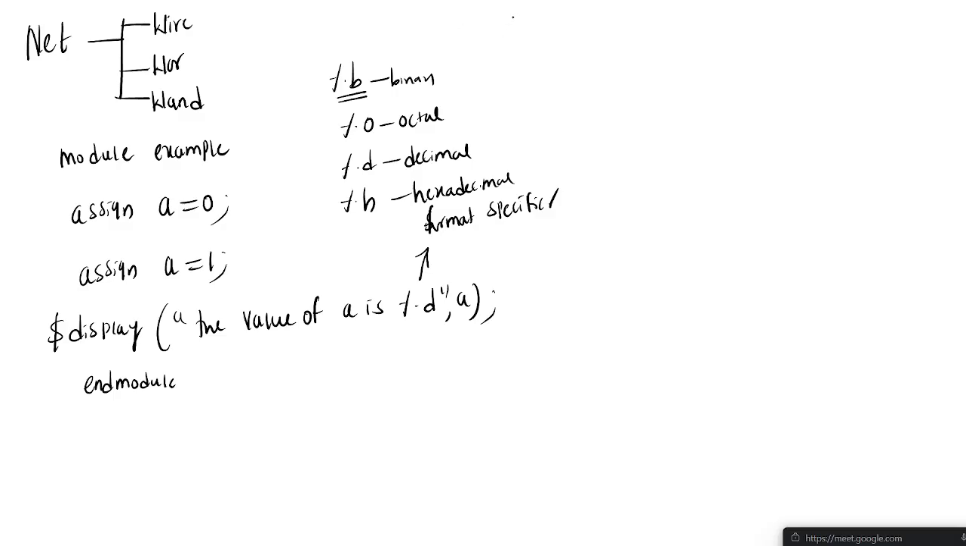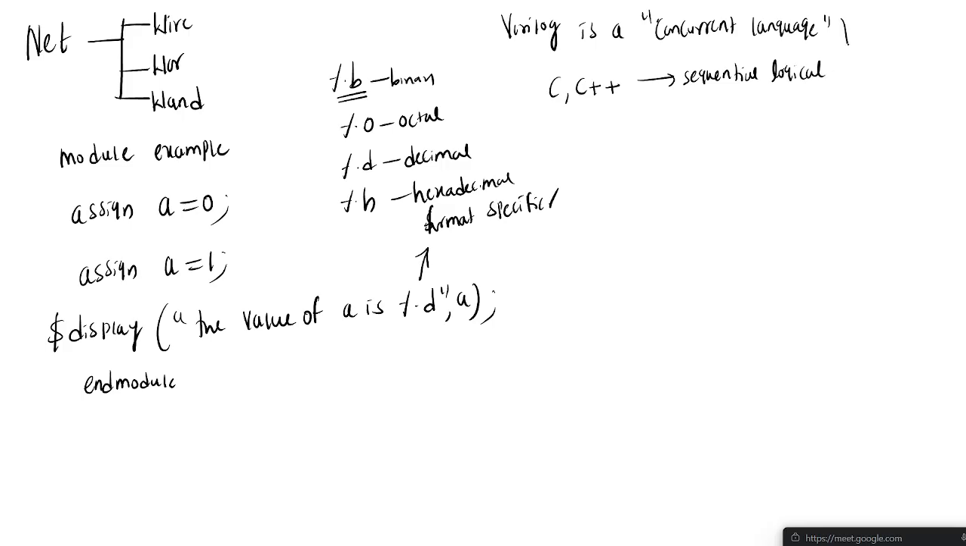So in the starting class I told you about Verilog. Verilog is a concurrent language. Concurrent language means both instructions will be executed parallelly, whereas software languages like C and C++ are sequential languages, where one instruction is executed after the other. So both instructions here will be executed parallelly. So I'm asking, when you display this value, what is the value of a?